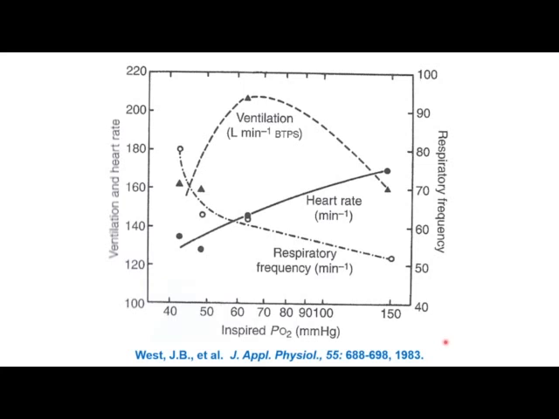So what's plotted here is inspired PO2. It's decreasing this direction, so we're increasing altitude. This is sea level, and this is roughly top of Mount Everest. Minute ventilation is plotted up here. And what you can see is that as you increase in elevation, decrease PO2, minute ventilation increases to a point, and then it falls off at extreme altitude.